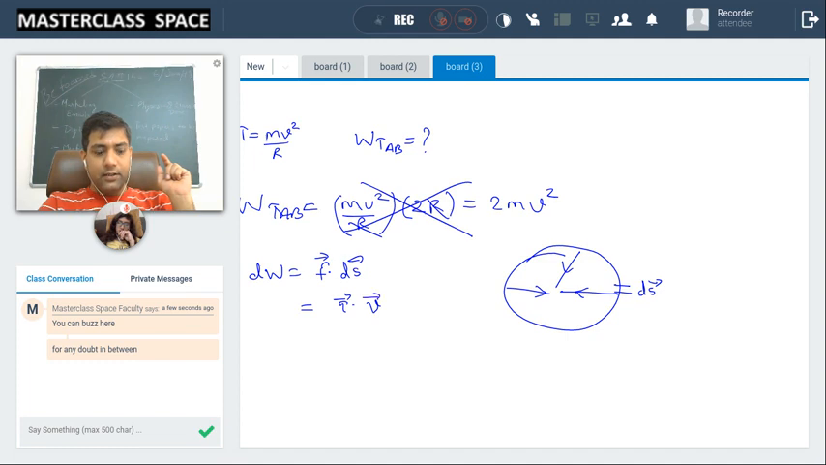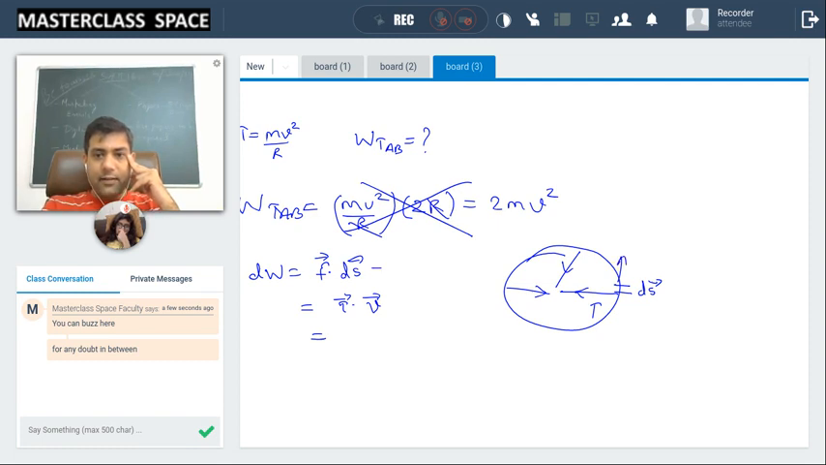It's going to be T dot V. T dot V. Tension in this direction, velocity in this direction. Got it? I tell you. Sorry, the F dot ds. Okay, let me do this one.